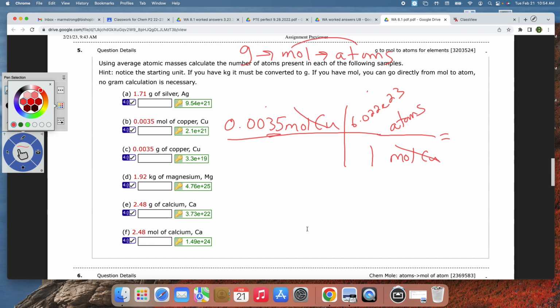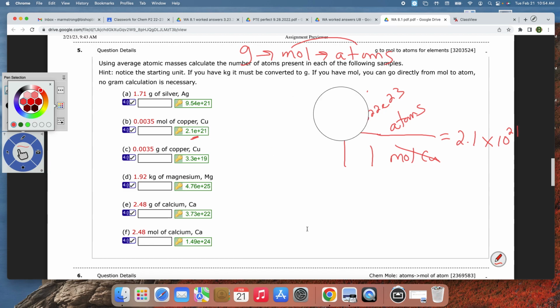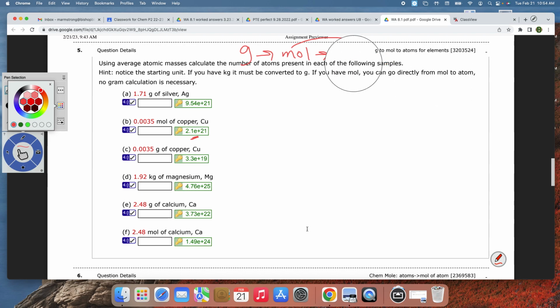And I started with 2 sig figs, so I should end with 2 sig figs. So 2.1 times 10 to the 21st. And in WebAssign, again, you put an E. You don't have to put that plus sign in there. Well, I'm going to skip the next one. What I'll tell you briefly is just grams to moles to atoms. It's like the first one we did.